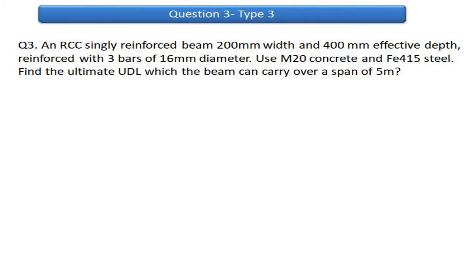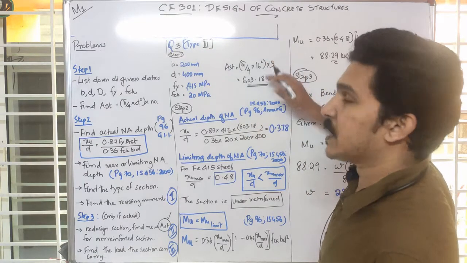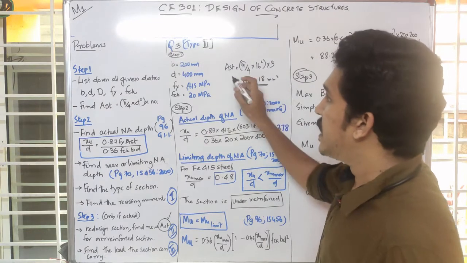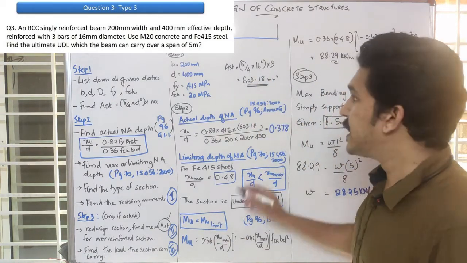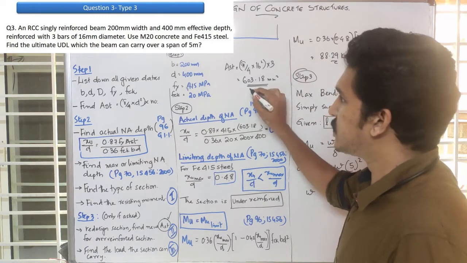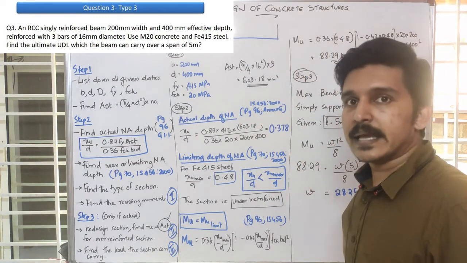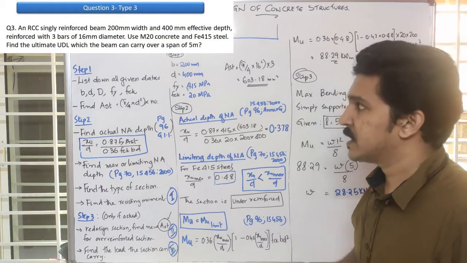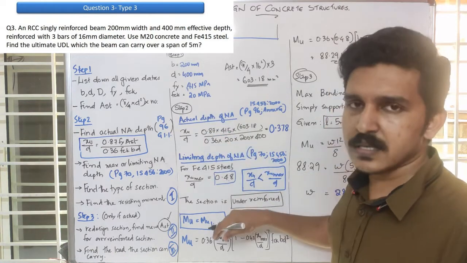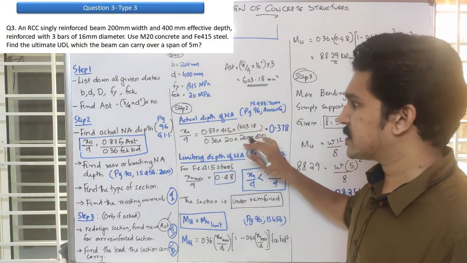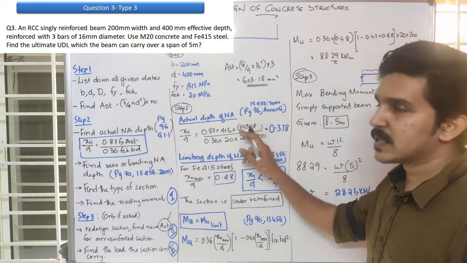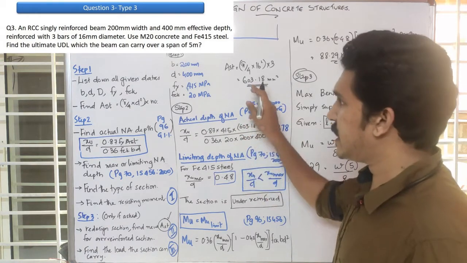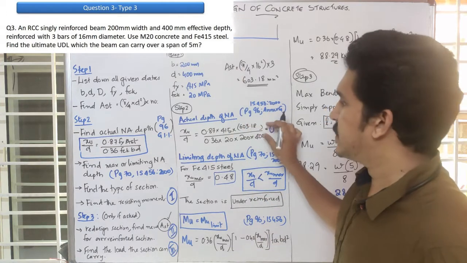And in this particular case, step 1 is to write down all the parts here. Everything is here, and AST we can find out by 4 into 16, where 16 is the diameter of the bar given, and there are 3 bars, therefore 603.18 is the area of steel for this particular section. In step 2, the same procedure is repeated. Actual depth of neutral axis you have to find out from the page number 96 equation. Thus, from the last question, only the AST value is changed, everything else remains the same.